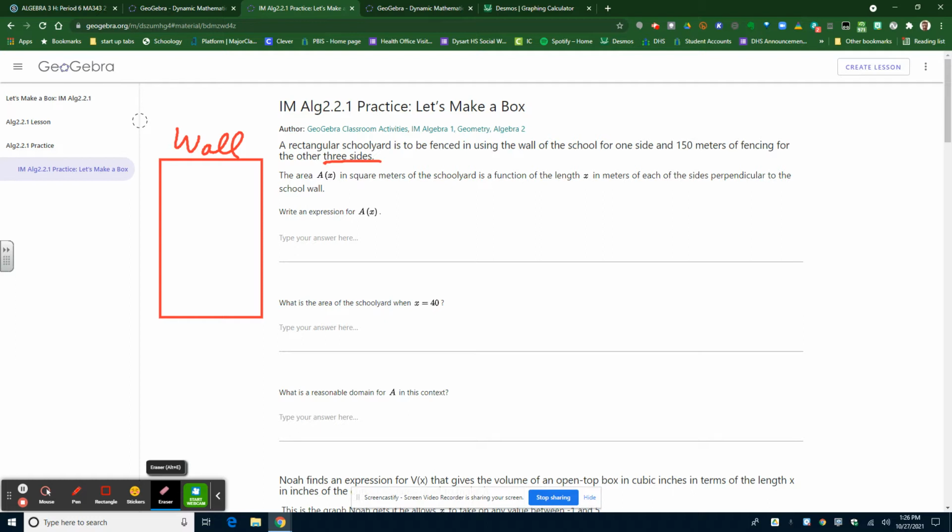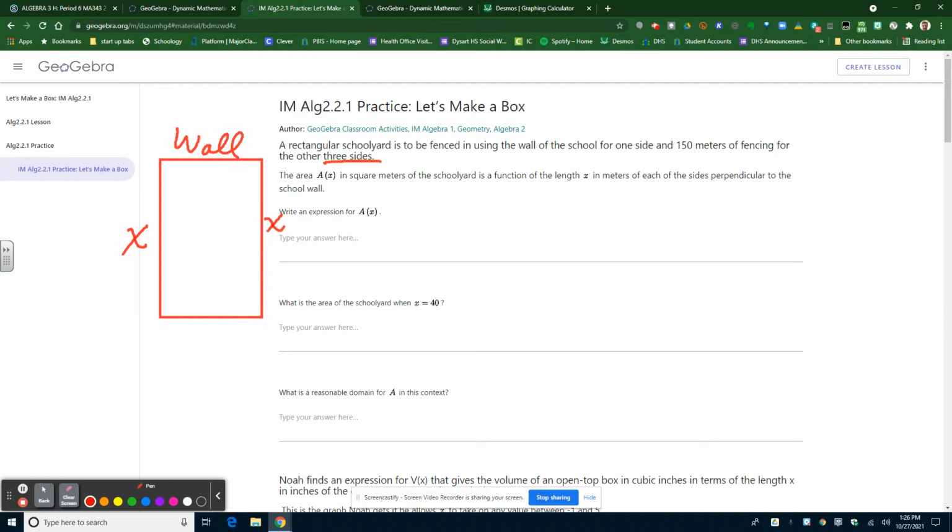Do you think we should make it over the long side or the short side? The two long sides are the same. Long side, because otherwise it's not wrong, but it makes the other ones a little more complicated. Okay? So we don't need it at the wall. So now we have 150 total, but we already used up 2x.